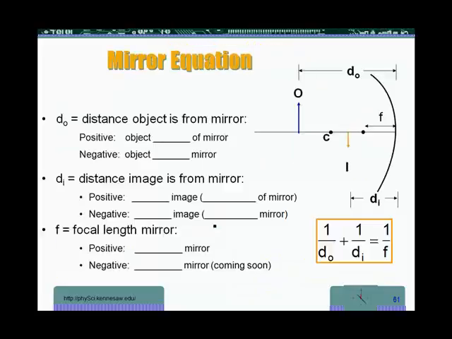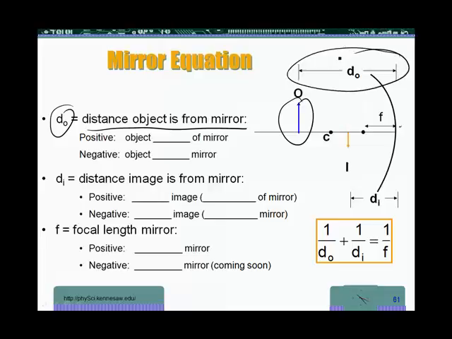So I described the three principal rays. Now we are going to dot the eyes a little bit. We define DO as the distance from the object to the mirror. If this is my object, this is the mirror, DO is going to be the distance from object to the mirror. It is going to be positive whenever the object is in front of the mirror. And it is negative if it is behind the mirror.